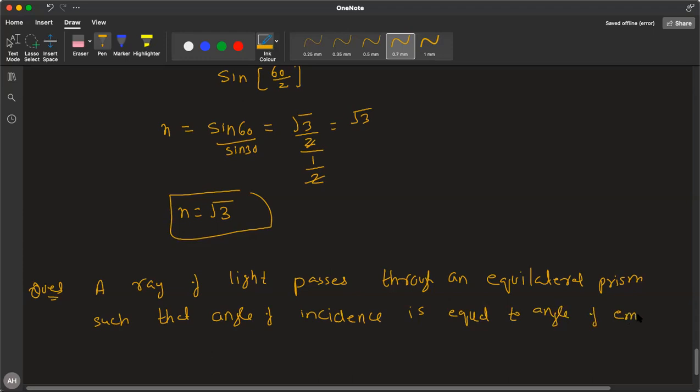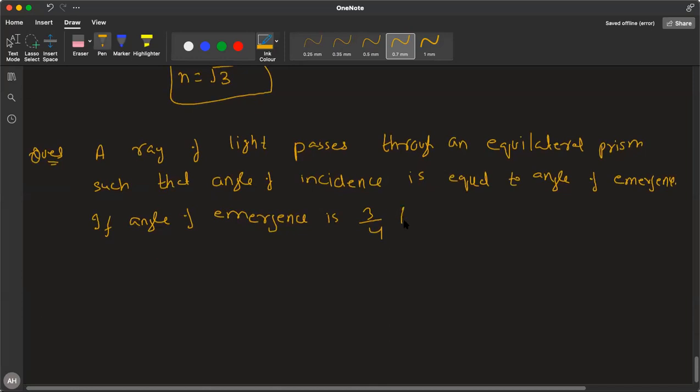Is there any special condition when I and E are equal? Yes, sir. Which condition is it? Sir, it is minimum deviation. Yeah, this is the condition of minimum deviation. Angle of emergence is 3/4 times the angle of prism.